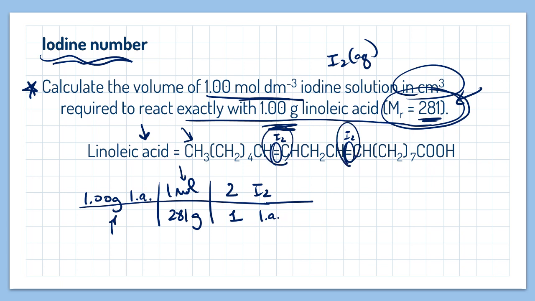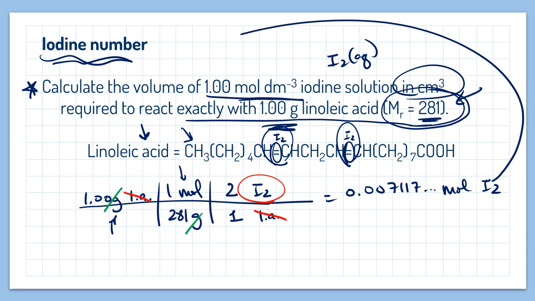Good. So now I can cancel out my grams. We can cancel out our moles of linoleic acid. I shouldn't have canceled out moles of iodine here. We've got moles of iodine left. So when I do this math with my handy dandy calculator, 1 times 1 divided by 281 times 2 divided by 1, and we get 0.00711, lots of digits, moles of iodine are required.